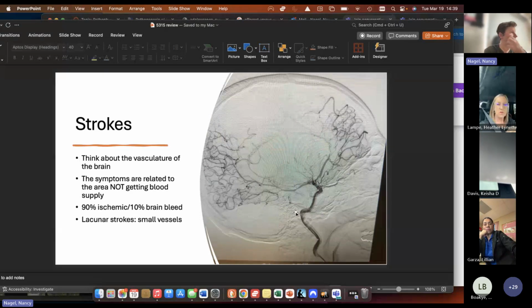And then I did have a couple students ask me, well, what are lacunar strokes? Lacunar strokes happen a little bit deeper in the brain. They tend to be small vessel strokes. That doesn't mean that they are not highly dangerous and highly debilitating strokes. It all depends on where the vessel is that's affected. So if it affects the thalamus or the basal ganglia or something of that sort, that's some pretty high value real estate and can cause some pretty devastating effects.